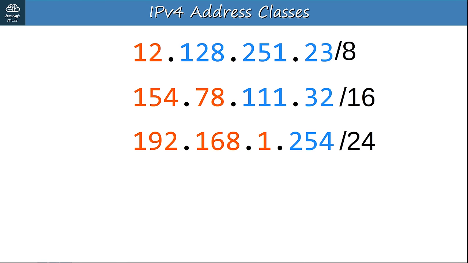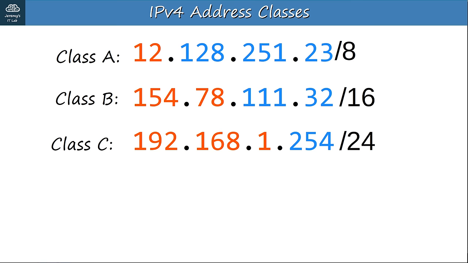Actually, if you look back at these three addresses we used in our examples, you can see they are class A, class B, and class C addresses, and their prefix lengths match the table. /8 for class A, /16 for class B, and /24 for class C. In class A, there are fewer possible network addresses. However, because the network portion is very long, there can be many hosts on each network. Class C is the opposite. There are many possible networks, but because the host portion is smaller, there are fewer hosts on each network.